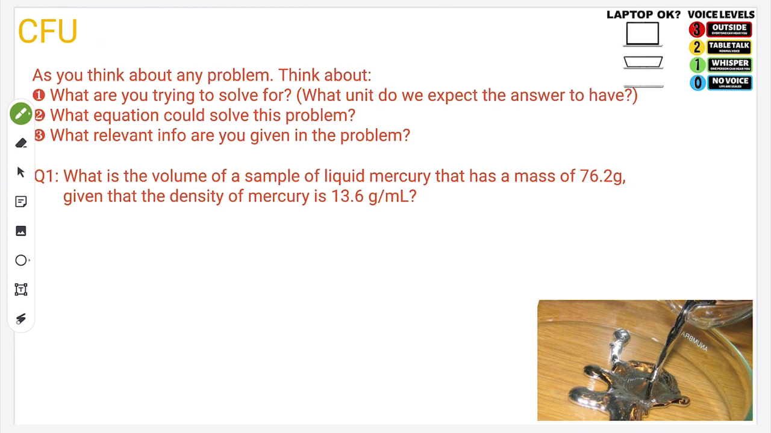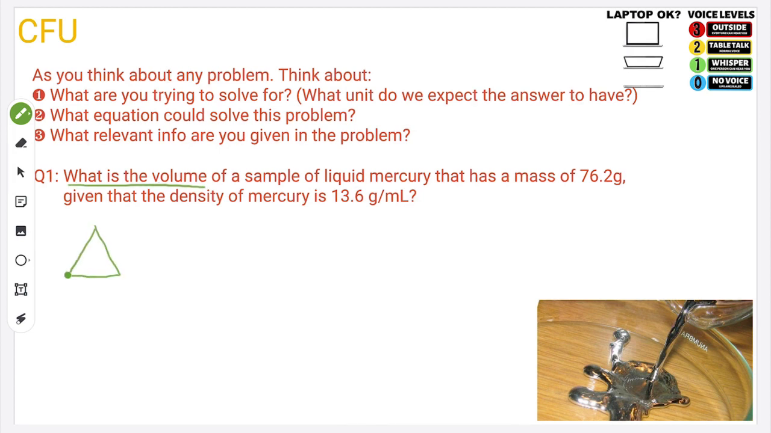Cool. Okay. This is a check for understanding. See if you can try to do this one. Pause the video. I'm going to go over the answer right now. What is the volume of a sample of liquid mercury that has a mass of 76.2 grams, given that its density is 13.6 grams per milliliter? Okay, what am I trying to solve for?